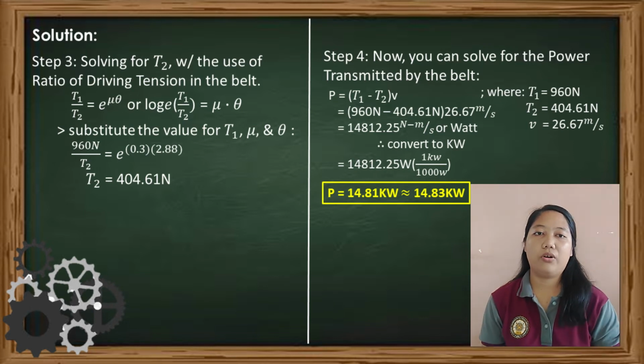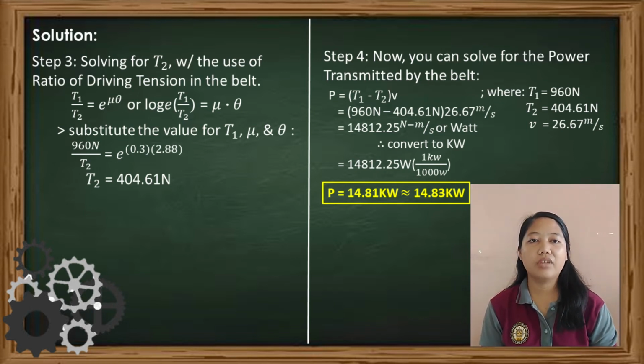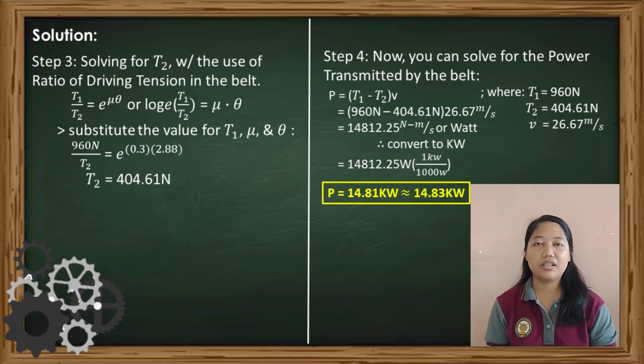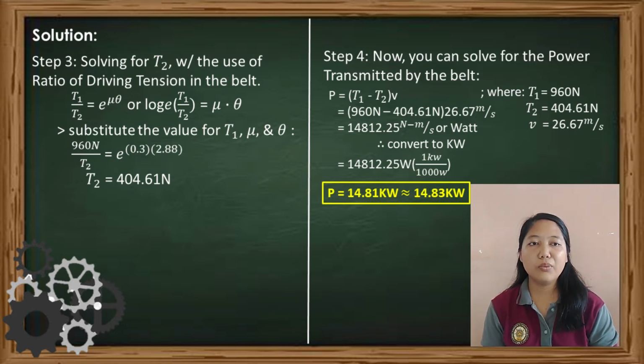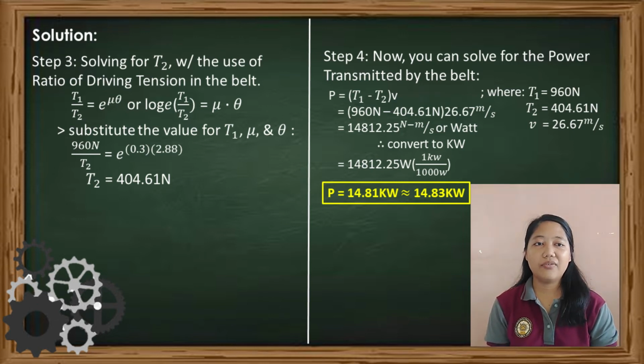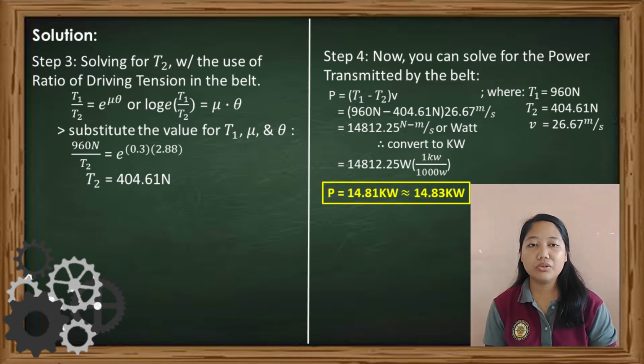Next is step 4. Thus, we can now solve the power transmitted by the belt. So the formula is P is equal to T1 minus T2 times the velocity, where T1 is 960 Newton, T2 is equal to 404.61 Newton, and the velocity is 26.67 meters per second. So substitute the value of each: 960 Newton minus 404.61 Newton times 26.67 meters per second.